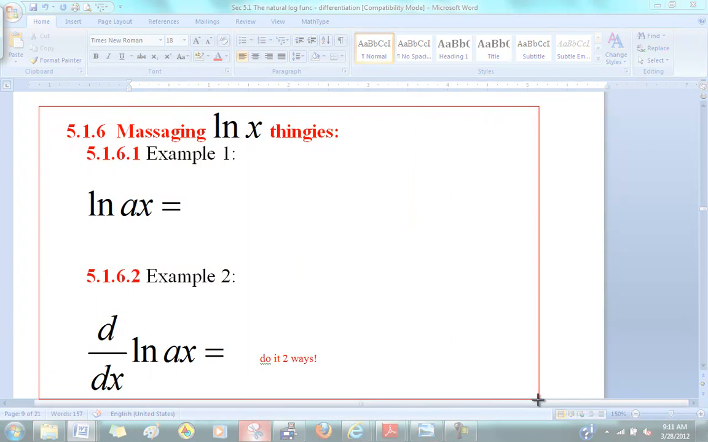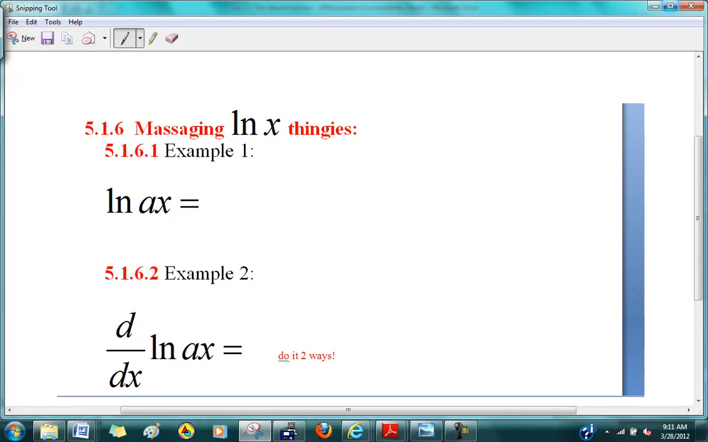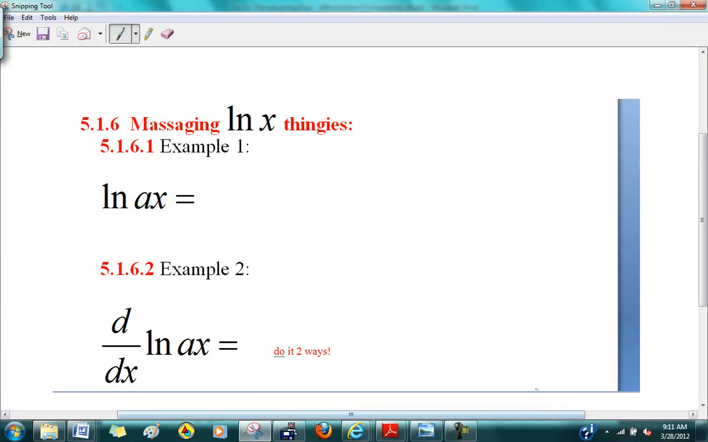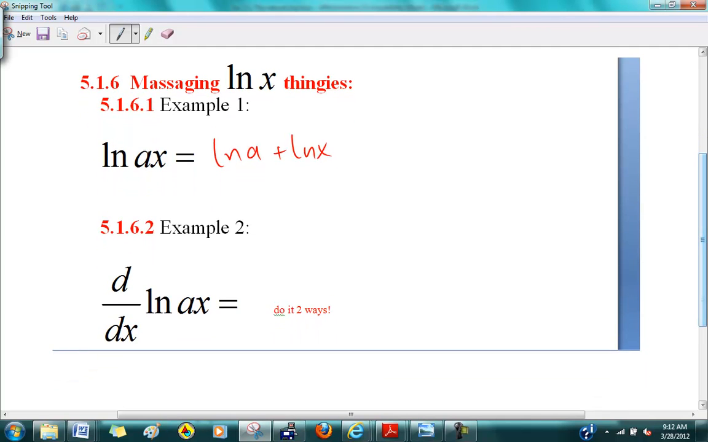So in the first example, all I'm going to do is log properties. Okay. So everybody buy this. Right? From the properties of logs. That's the reason why I had you do the worksheet. Okay? So everybody all right there?